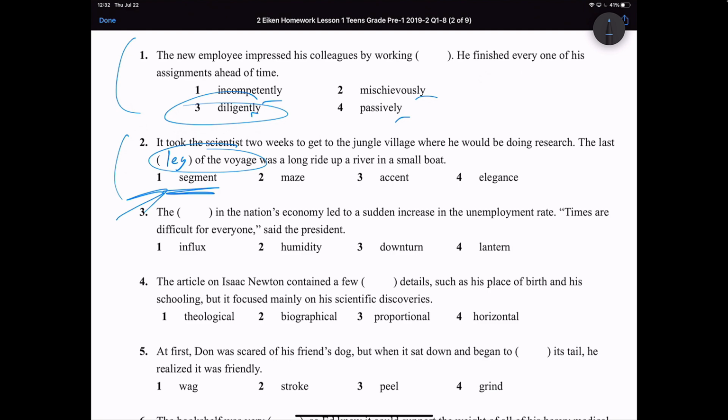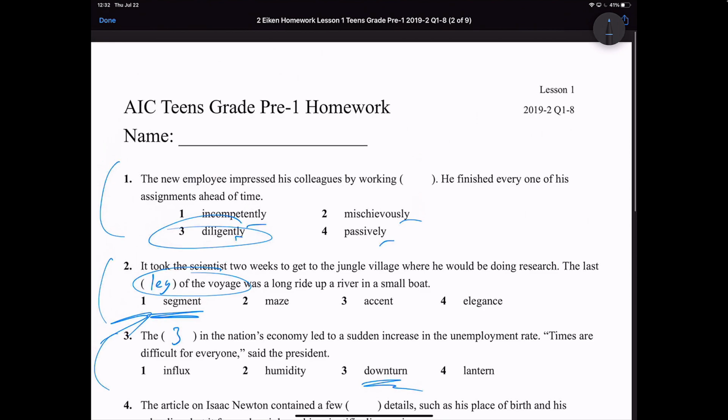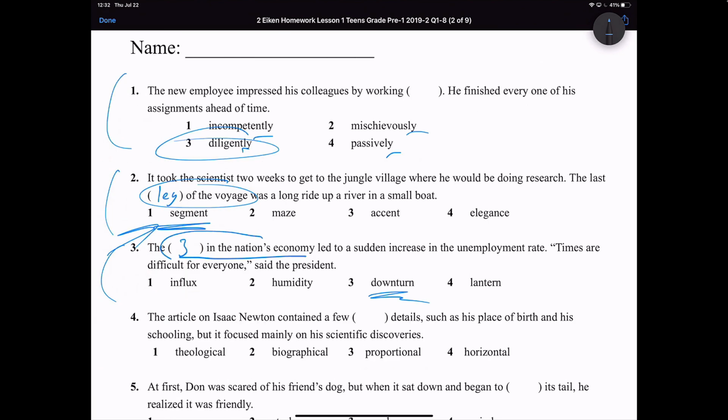Next one. The blank in the nation's economy led to a sudden increase in the unemployment rate. Times are difficult for everyone, said the president. Oh, how insightful of the president. You have to know the word downturn. Now, downturn in the nation's economy, that's idiomatic language. Here, segment is not idiomatic. Segment is a standalone vocabulary word. But really, downturn collocates with words like economy.